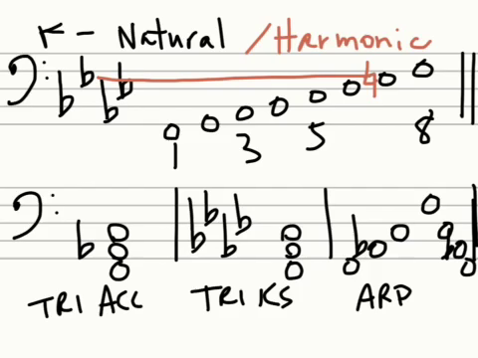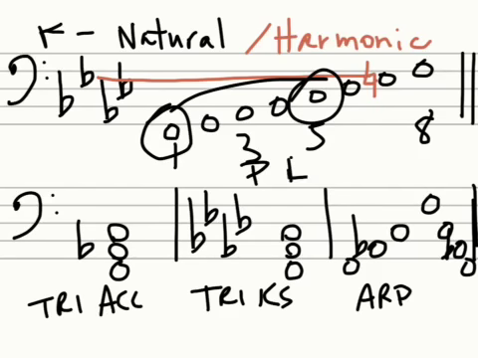Now, what if I wanted to write a perfect fifth starting on F? What would my two notes be? Starting on F. F and C. We're in the bass clef. F and C, that would be a perfect fifth. Okay? F to C is a perfect fifth.